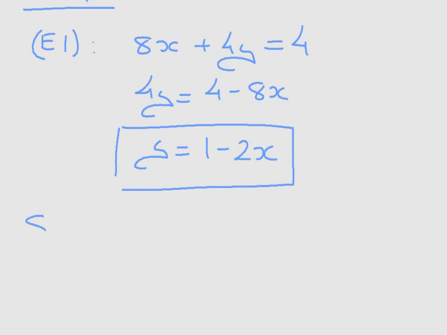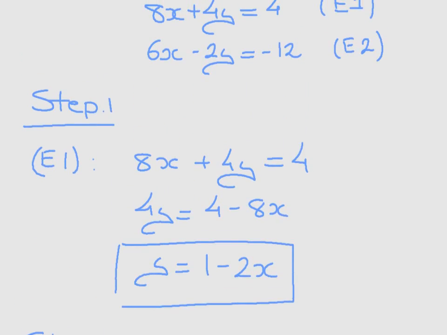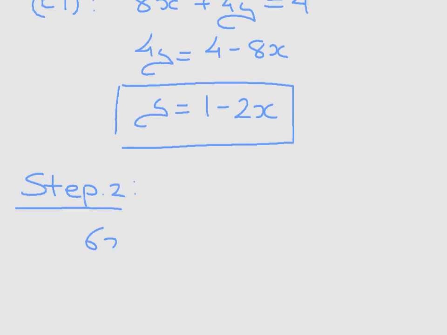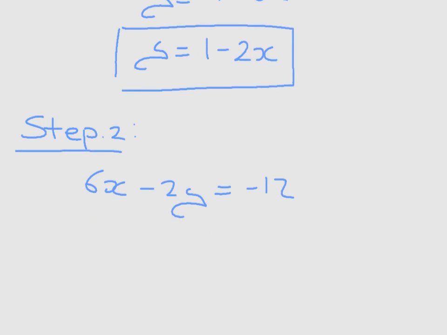Our second step, step 2, is to turn to the equation that we didn't use in step 1. So in this case, we used E1 in step 1, so we'll be using E2 now. We turn to E2, which was 6x minus 2y equals negative 12. And what we're going to do, we'll replace the y value in this equation by the y value that we found at the end of step 1.